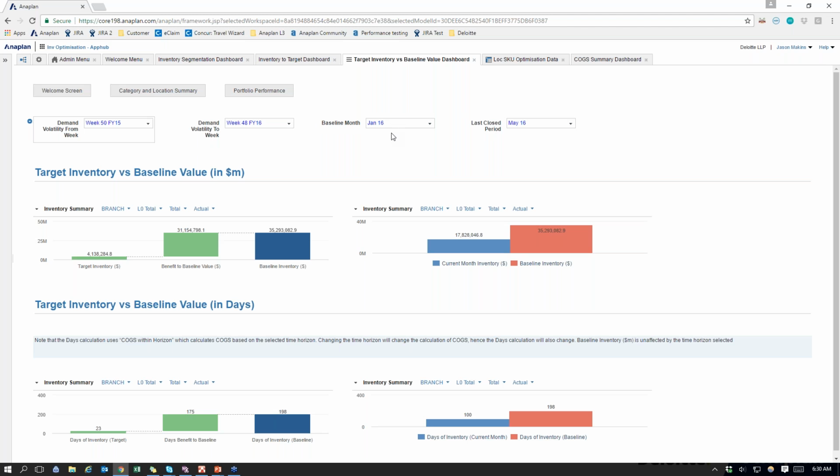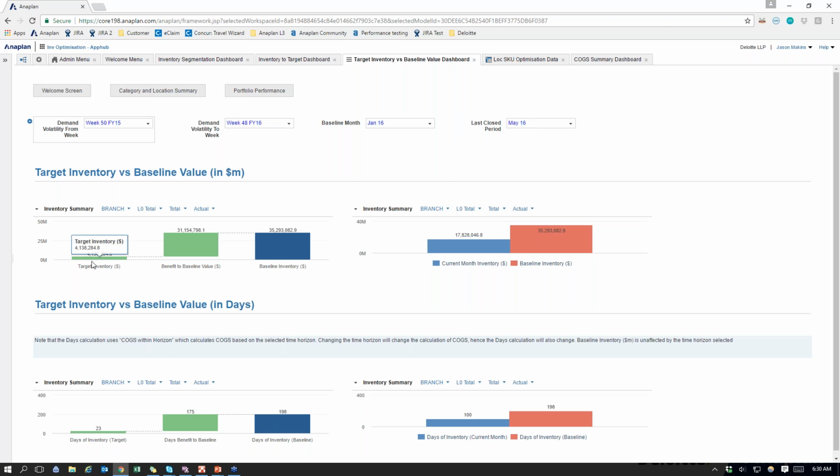The baseline month is the month where you set your first target stock levels. This is the month where you're comparing all your benefits back against. So what was inventory back in Jan 16? Then as each month rolls by, you're moving the model one month ahead, and you're proactively comparing, okay, what's the closing balance this month compared to that baseline month?